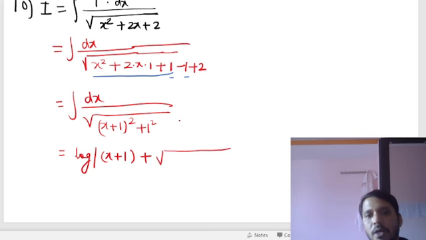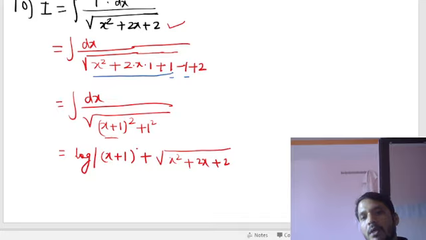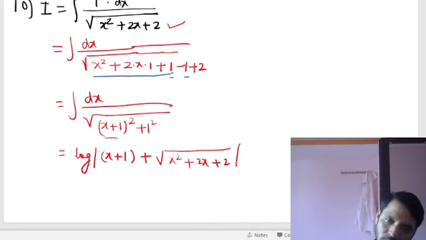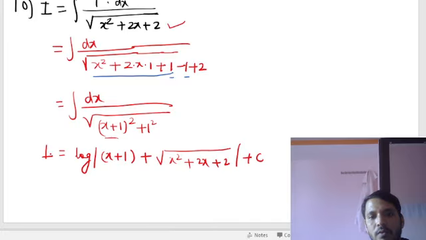Further, if you simplify, you will get the previous question's value only, that means x square plus 2x plus 2. Only that we are writing. If you want, you can write this first and then after expansion we will get this same thing, so we are writing in that form only. So I is equal to this, I is equal to the final answer of question number 10.